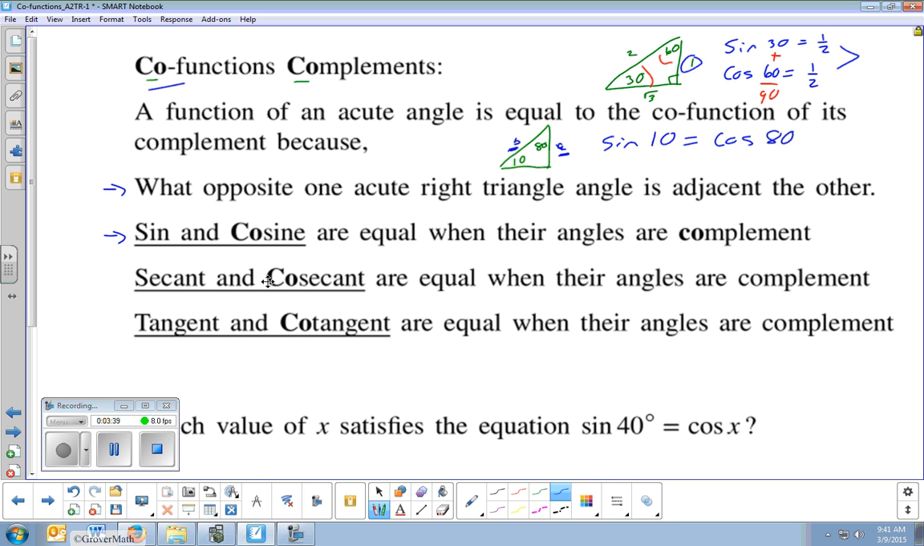And the same thing goes for a bunch of the other functions. You may notice that cosecant is like the secant with a co in front of it. Secant and cosecant are equal when their angles are complements. And tangent and cotangent are equal when their angles are complements. Because sine of one angle on a triangle is equal to cosine of the other acute angle. And the same thing for secant of one acute angle is cosecant of the other. And tangent of 10 equals cotangent of 80. So they're equal when their angles are complements, and complement means adds to 90.